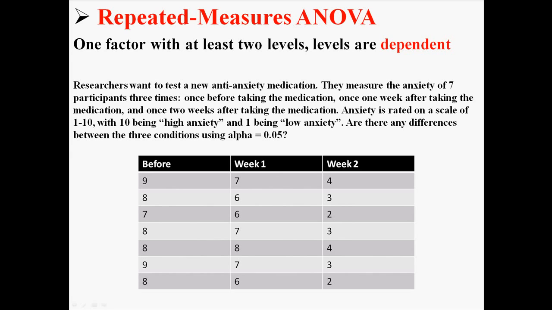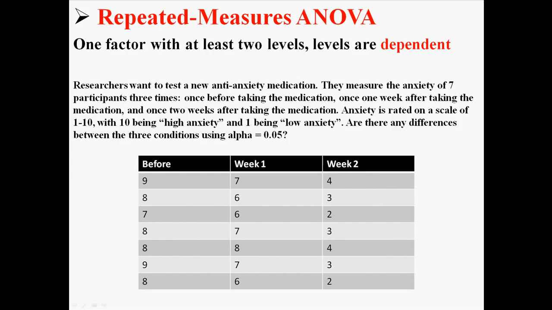Now, here is my example. Researchers want to test a new anti-anxiety medication. They measure the anxiety of 7 participants 3 times. Once before taking the medication, once 1 week after taking the medication, and once 2 weeks after taking the medication. Anxiety is then rated on a scale of 1 to 10, with 10 being high and 1 being low. Are there any differences between the 3 conditions using an alpha level of 0.05?